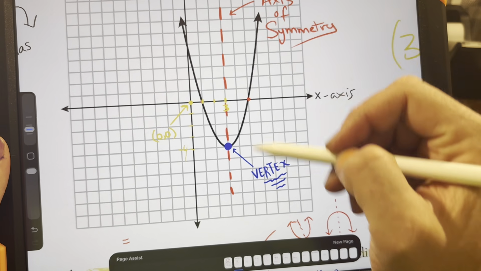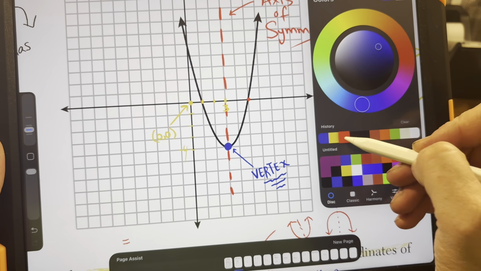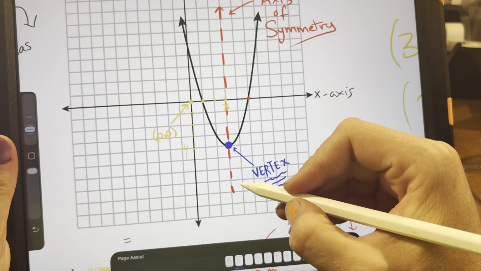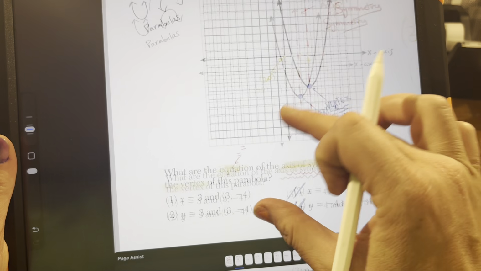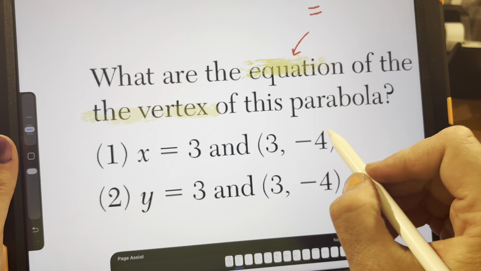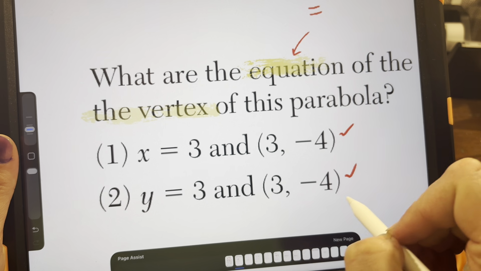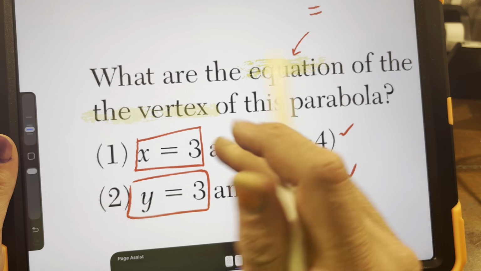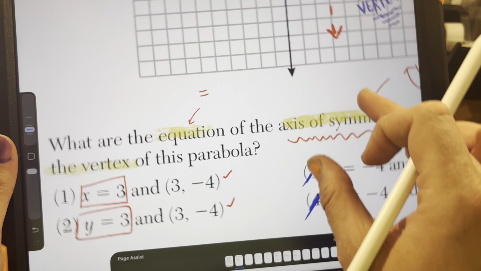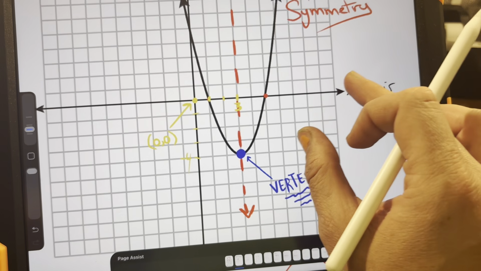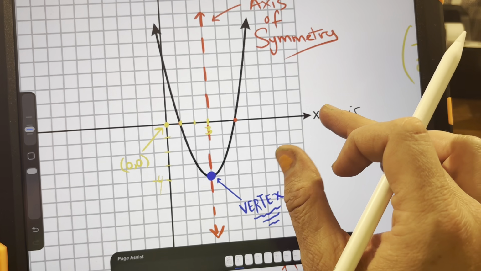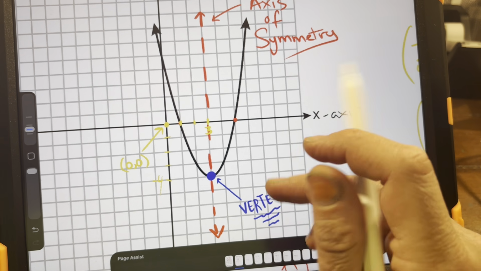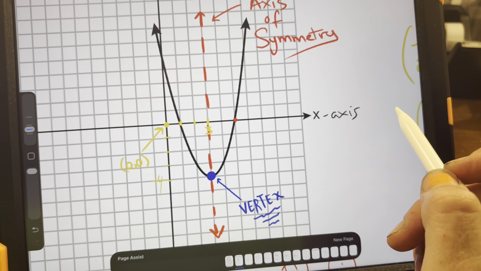So let's look at this line. Just looking at the line, you don't really need to know anything about equations. Remember, our 2 choices are x equals 3 and y equals 3. Because this is the vertex, so it's one of these, and it's either this or that. Because those are our only 2 options. The other 2 answers were wrong. So what does this red line look like? Does it look like x equals 3 here, or does it look like y equals 3?